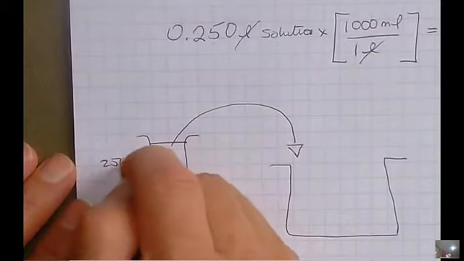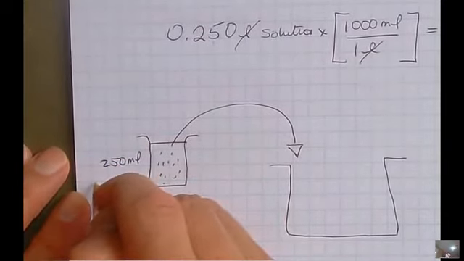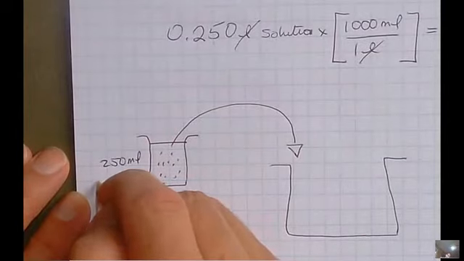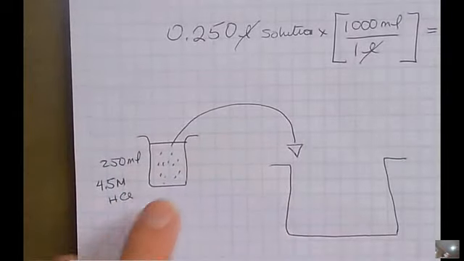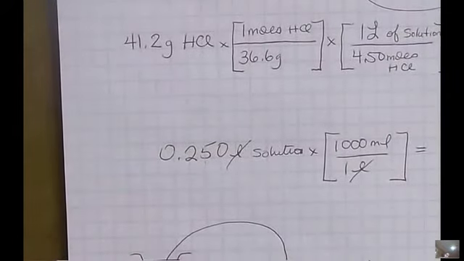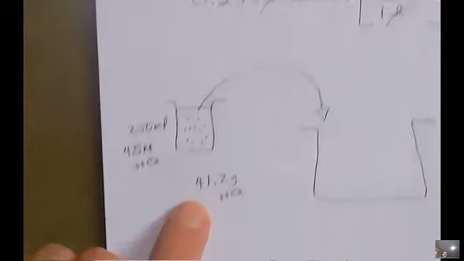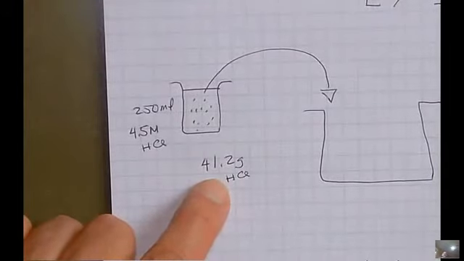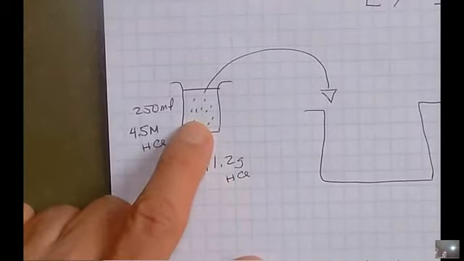This 250 milliliters of 4.5 molar HCl will deliver how much HCl? It will deliver the same thing as putting 41.2 grams of HCl in directly if you could weigh it out. And HCl turns out to be very hard to weigh out, right? It's a very strong acid. We never see it in a 100% form. It's always dissolved in water.